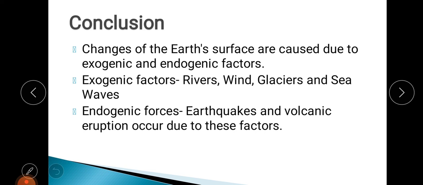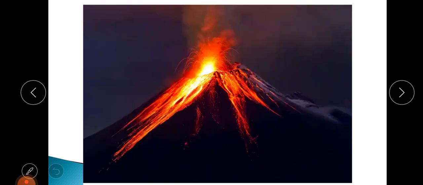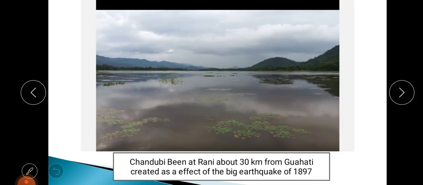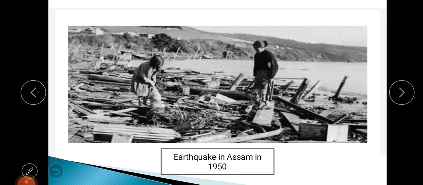Then there are your endogenic forces. Earthquakes and volcanic eruptions mainly occur because of the endogenic forces. Endogenic forces are those which work inside the earth, and exogenic forces work outside the earth. So this is a picture of a volcanic eruption, and this is a picture of Sandobi Bill that was formed in 1897 because of a major earthquake that occurred in Assam. And here is one picture of the earthquake that occurred in Assam in the year 1950.